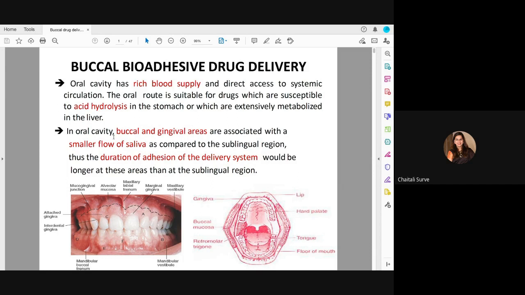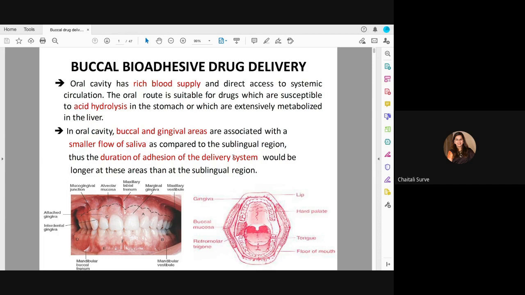your buccal and your gingival routes comparatively have a smaller flow of saliva, and hence they are more used in your bioadhesive drug delivery system. Because if you compare these buccal and gingival routes with the sublingual route, that is the route just below your tongue, the saliva production in that particular area is very high. So there are chances that dislodgement of the dosage form will happen from that particular area.